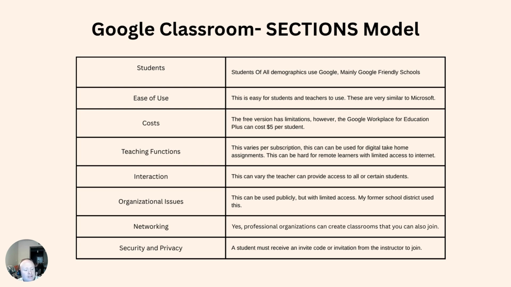Interaction. This can vary teacher to teacher. The teacher can provide access to all or certain students. What this means is certain students can be limited to this assignment, or all students can see this assignment, or we may make certain classrooms for certain students. If I want these students to have a certain tutorial, I may give 5 students access to this tutorial so that they can see this.